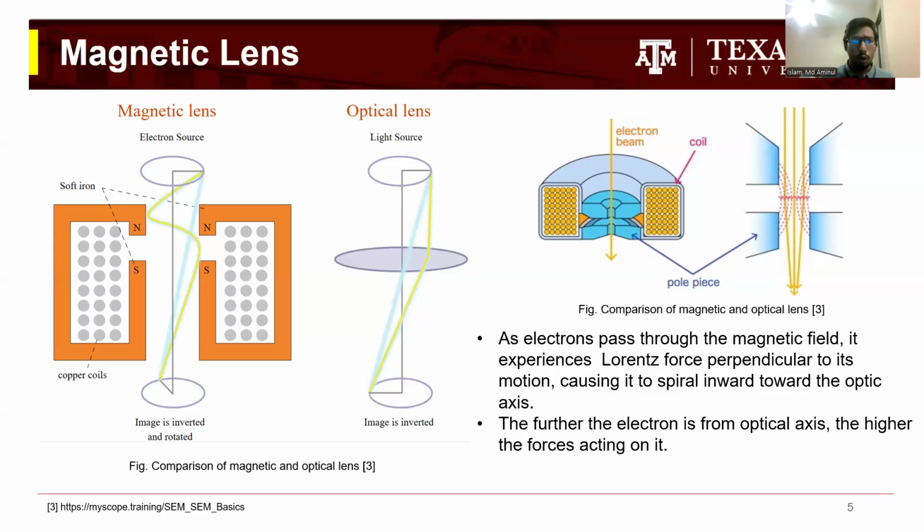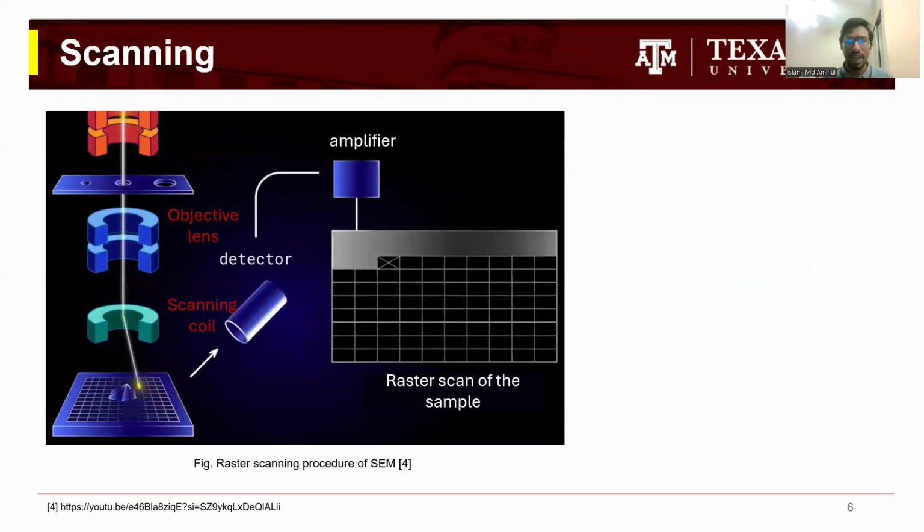In a traditional SEM, we have a series of electromagnetic lenses, and these are divided into two parts, as I said earlier, condenser lenses and objective lenses. Condenser lenses define the size of the electron beam. Basically, they reduce the diameter of the electron beam. And the objective lenses focus the electron beam onto the sample surface.